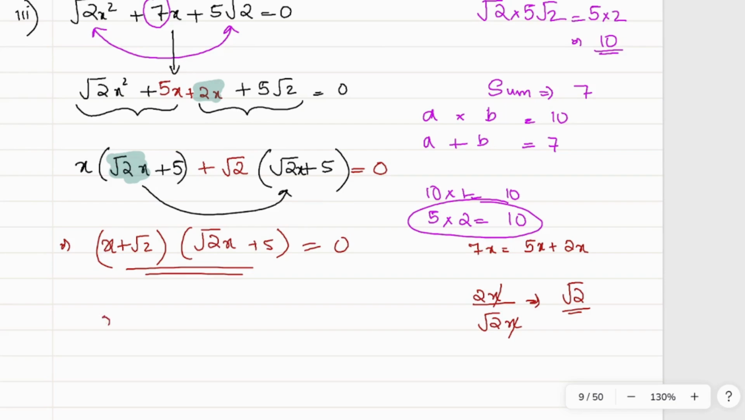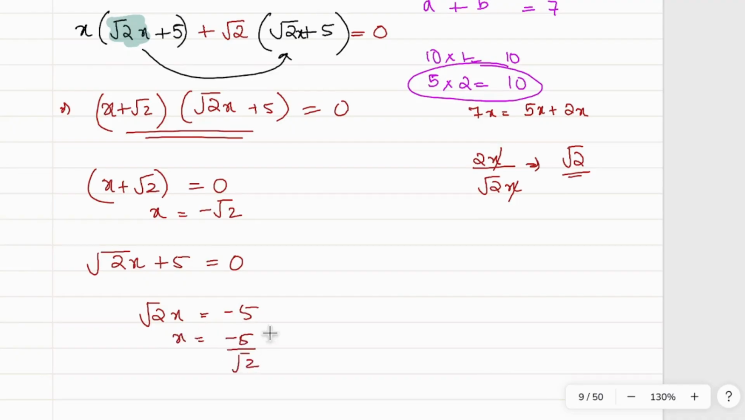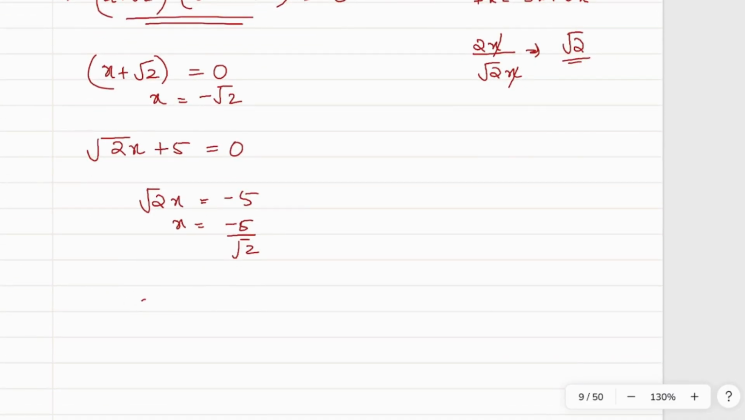So you can write x plus root 2 equal to 0, or in the second term also, root 2x plus 5 is equal to 0. From this one we can write x equal to minus root 2, and from here root 2 x equal to minus 5, so x equals minus 5 divided by root 2. So we got the two values for x. One is x equal to minus root 2 and the other is x equal to minus 5 by root 2. These are the two values, alpha and beta of this equation.